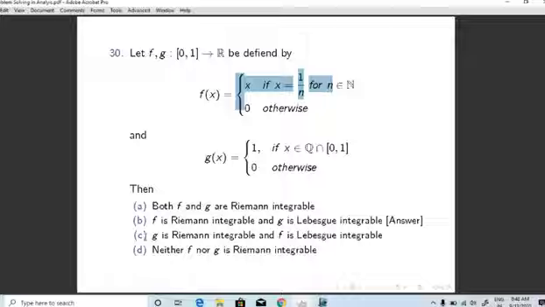Look at the third option. They say g is Riemann integrable, but we know that g is not Riemann integrable. Look at the second one. f is Riemann integrable, we know that, and g is Lebesgue integrable. You have to focus on this topic, Lebesgue integral, which requires studying measure theory. Anyway, you can easily say that this is the only option remaining, because all the other options are not valid. Therefore, B is the correct answer.